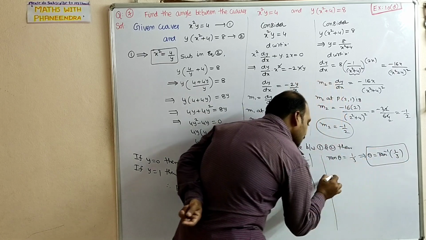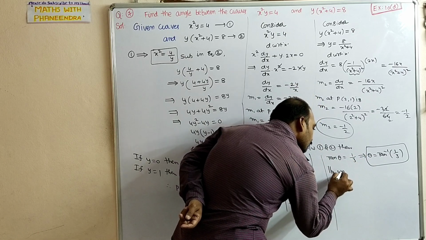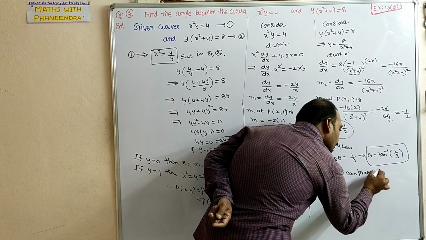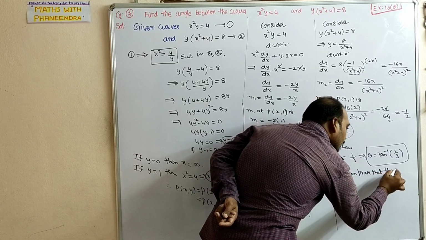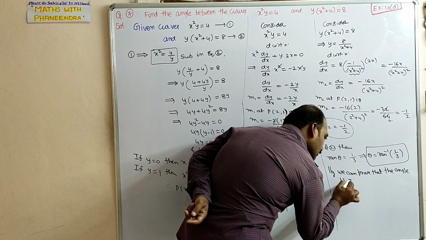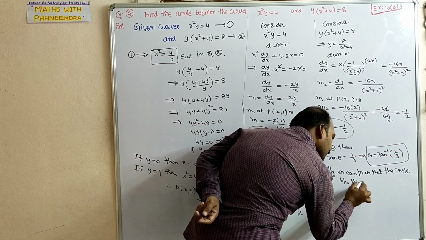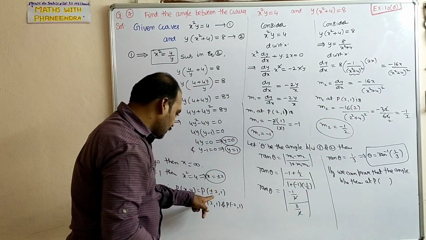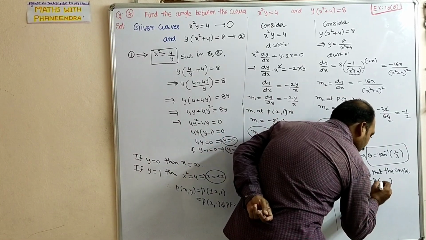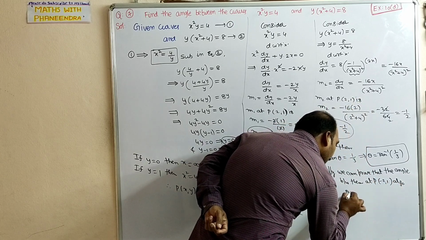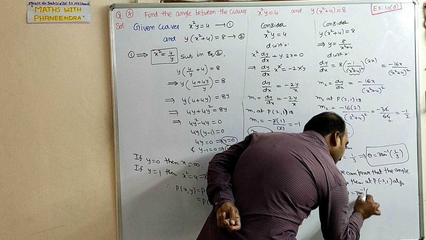Similarly, we can prove that the angle between them at P of second point, minus 2 comma 1, also theta equal to tan inverse of 1 by 3.